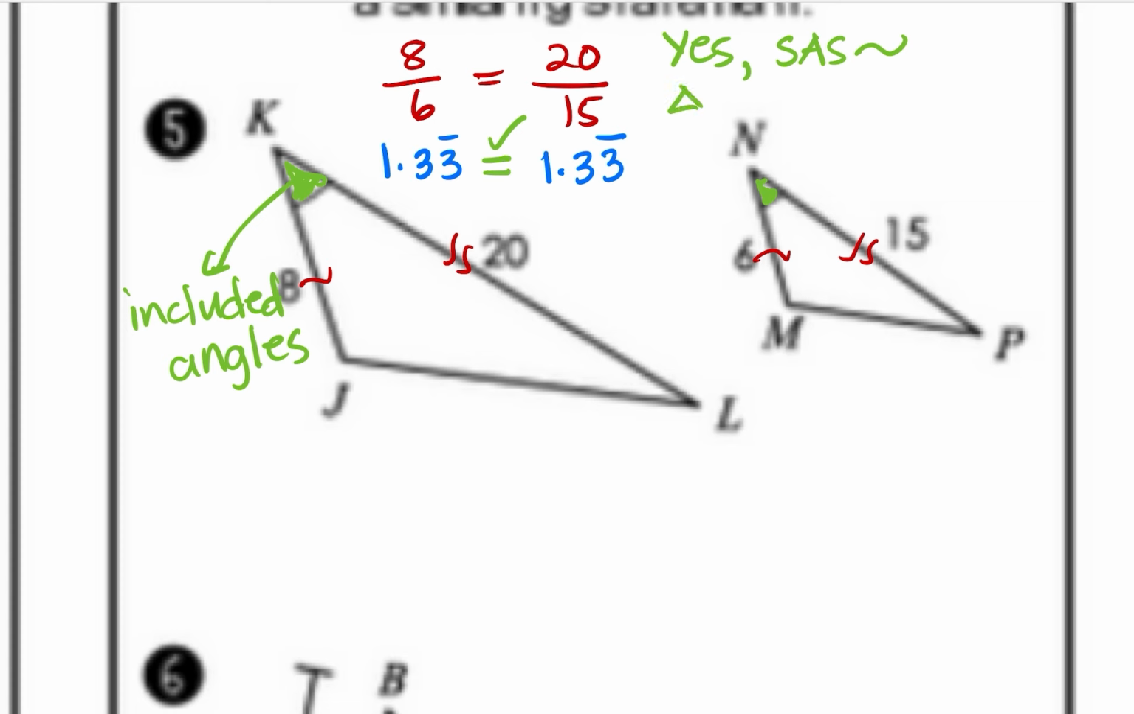And let's name the triangle. So we have triangle JKL is similar to triangle MNP.